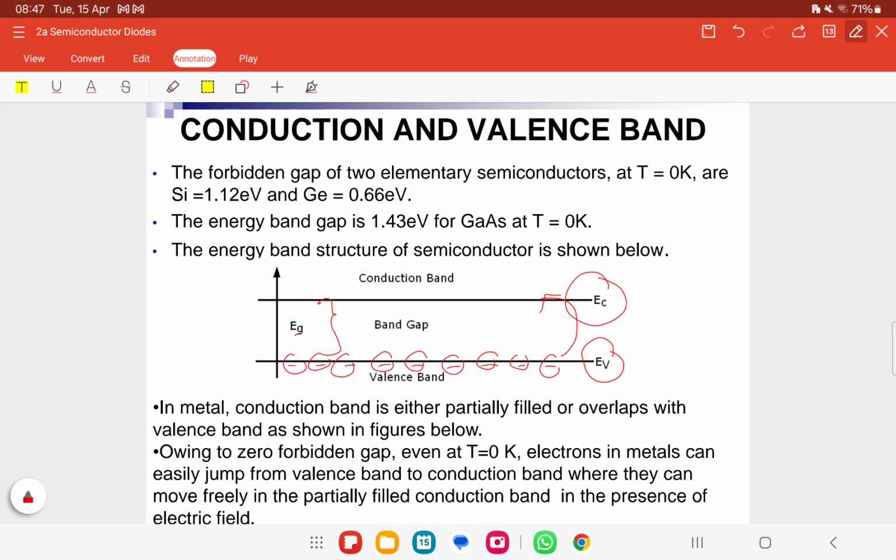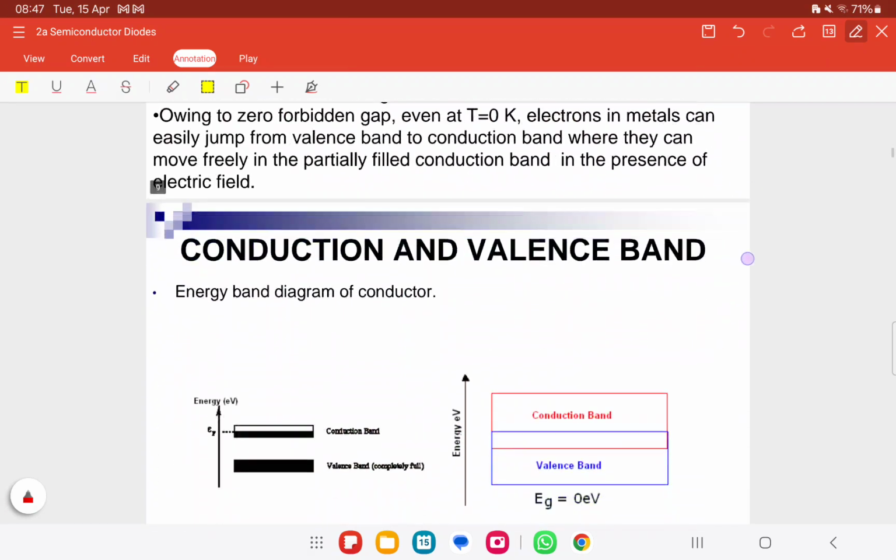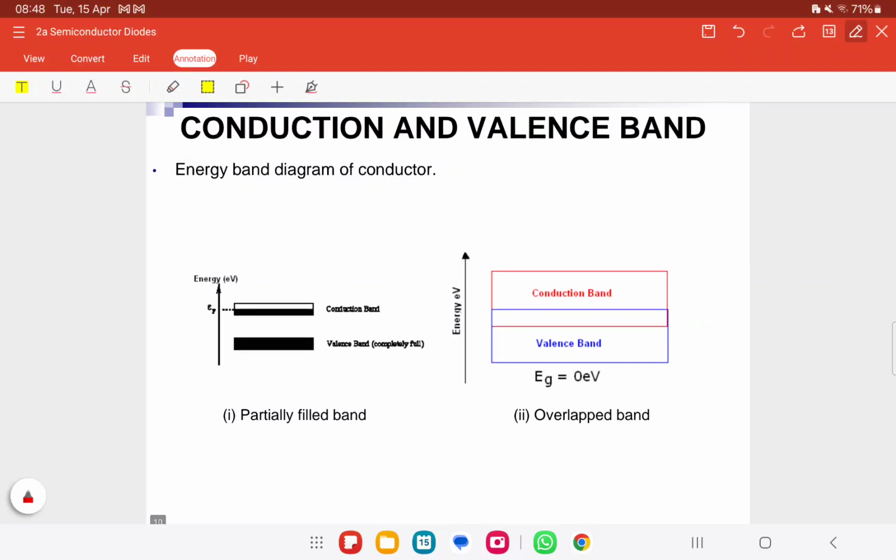Okay, what we can do is we can reduce the energy gap. When the energy gap is reduced, the electrons can easily jump. When the electrons can easily jump, we can have the current flow. Okay. Alright. So let's look at this one first.